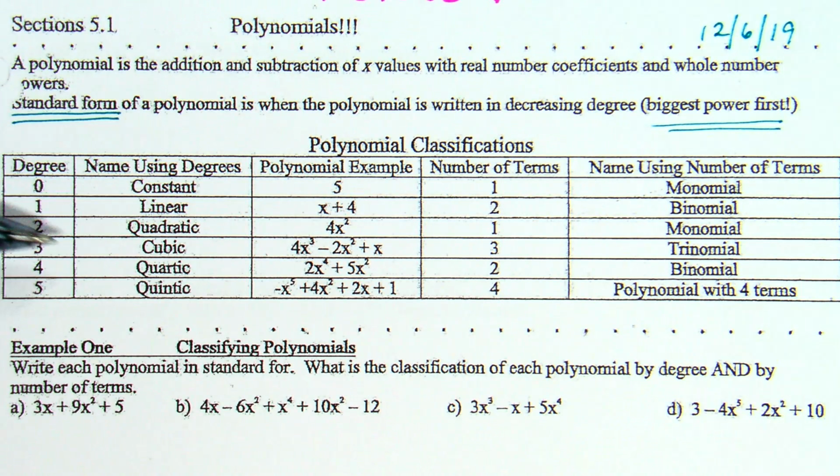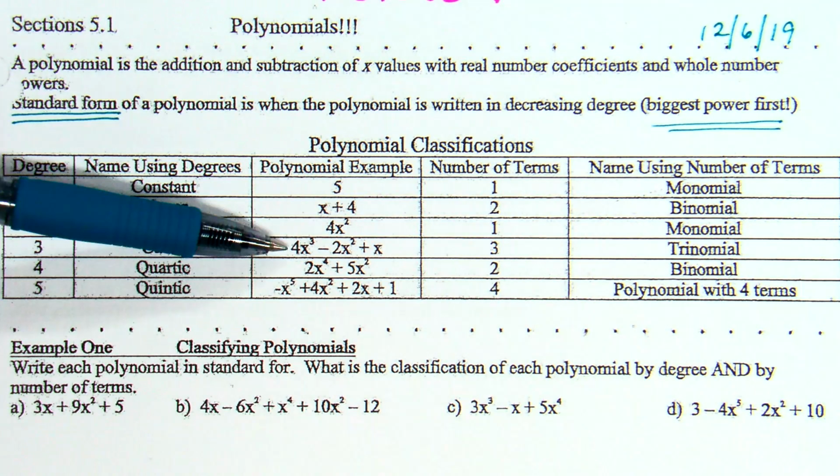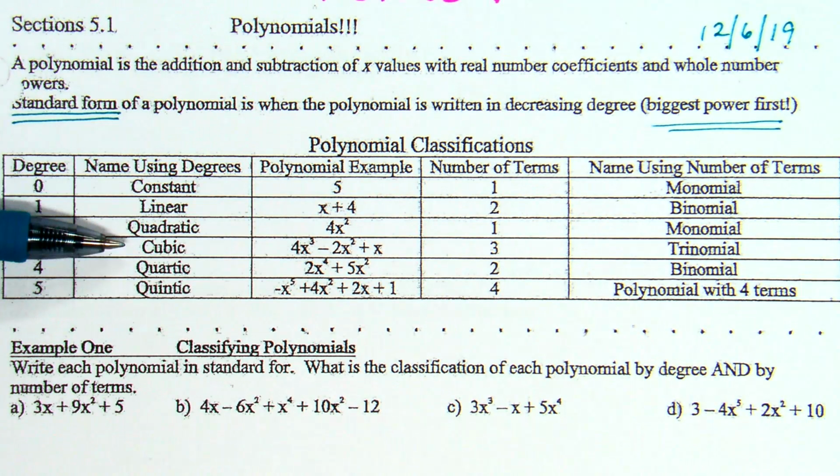If the highest degree is 3, like this one, 4x cubed, that means it's a cubic. If the highest degree is 4, it's a quartic. Highest degree of 5, it's a quintic. So when you're asked to name it based on degrees, you're looking at the highest power and using those names.